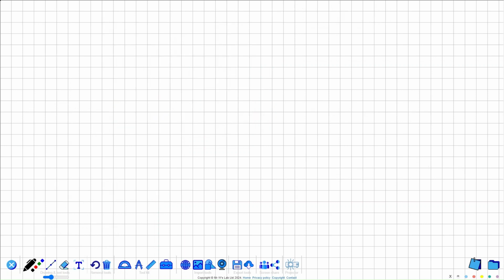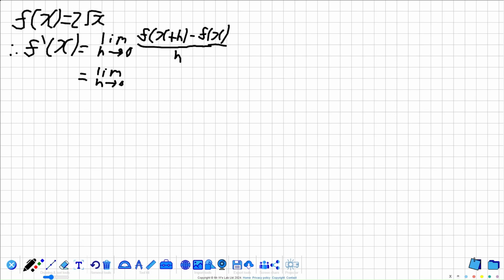So let's just look at one final example that's a little bit more difficult, that actually considers roots now. So we've got f of x equals 2 root x. So we'll just write the general formula. So what we're going to do is just do what we've done before.